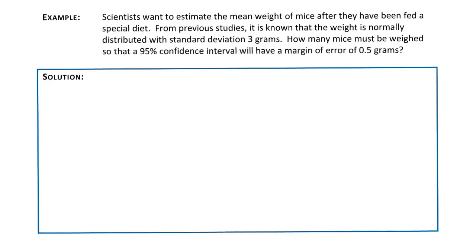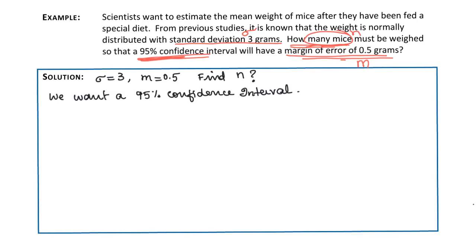Please read the question and underline the important information and identify what we need to find out. So sigma is given, 3. The question is asking how many mice. So how many means number, so that is n, or the size, and 95%, that is the confidence level, and margin of error m is 0.05. First write down the formula to find n. n represents the minimum sample size.